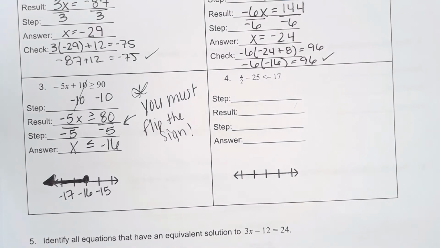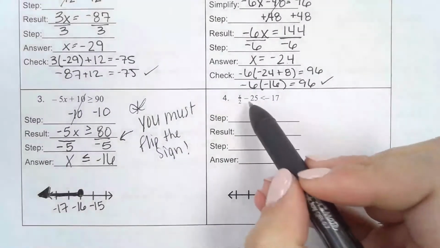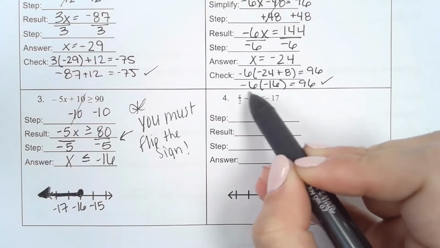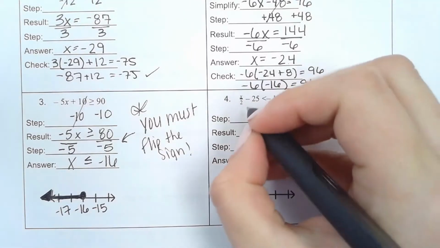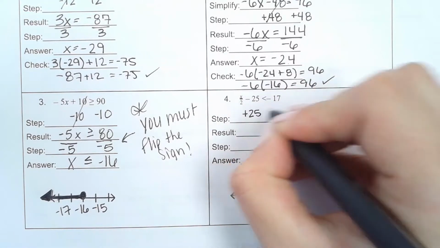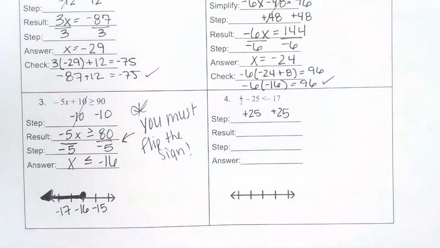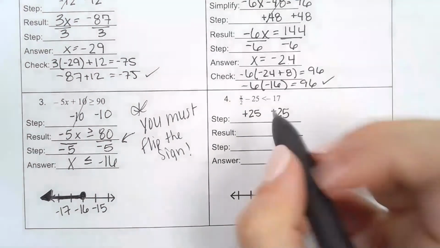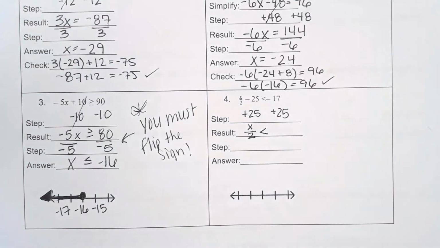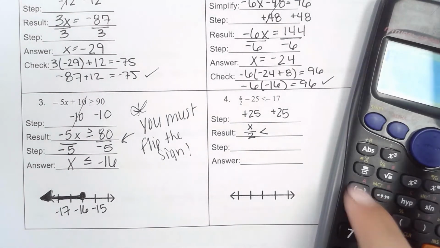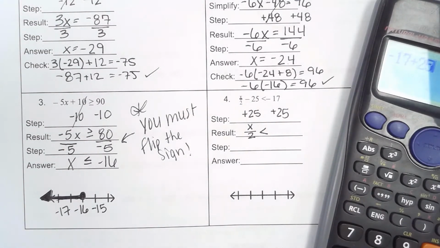Moving to number 4. Again, to get x by itself, I have to get rid of the constant on the same side first. Since it's subtracting 25, the opposite of subtracting is adding 25 to both sides. We're left with x over 2 is less than negative 17 plus 25, which is 8.